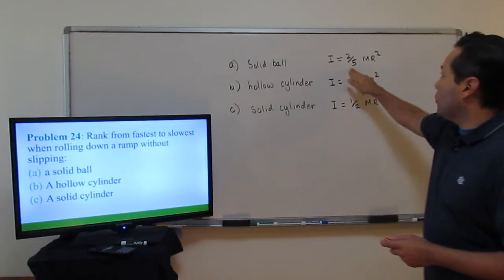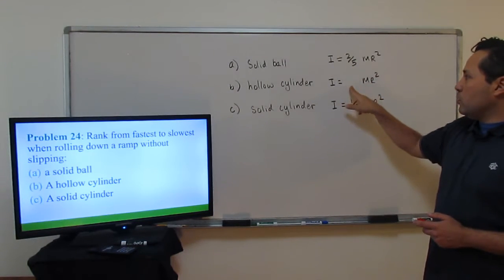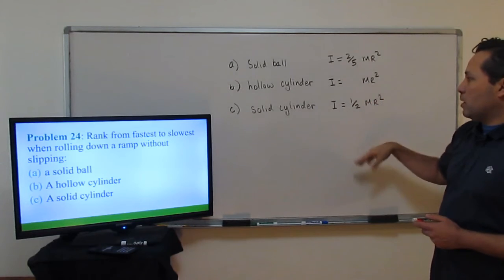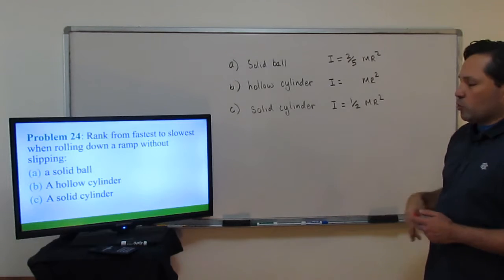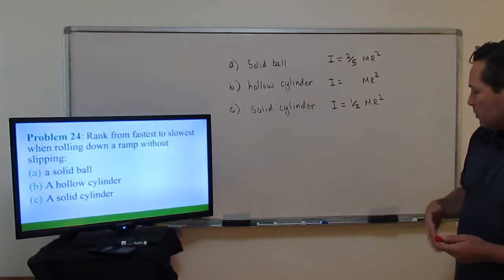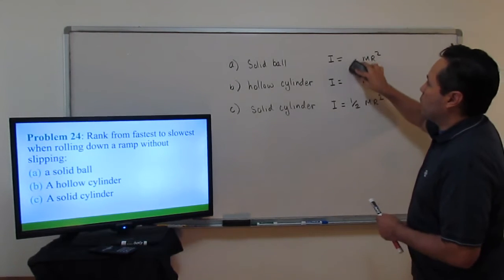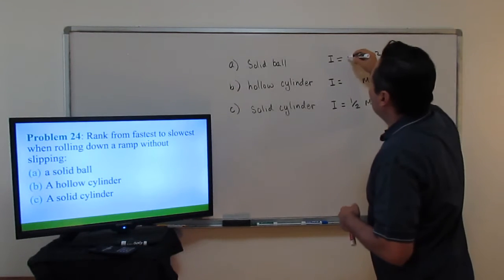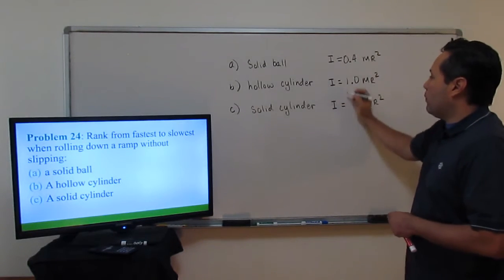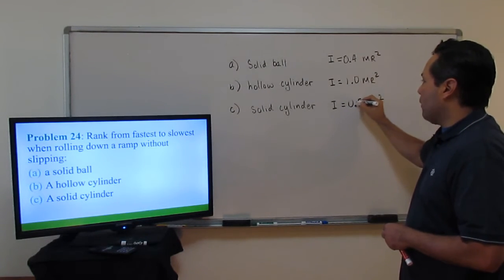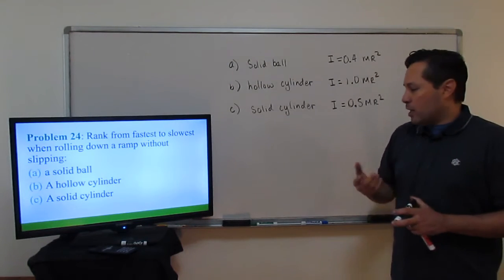For the solid ball, it is 2/5 mass times radius squared. For a hollow cylinder, it is 1 mass times radius squared. And for the solid cylinder, it's 1/2 mass times radius squared. Alright, so those are the formulas. I'm going to change these fractions into decimals. So 2 over 5 is really 0.4, 1.0, and 0.5. So those are just their values, and now you can go ahead and easily compare them.